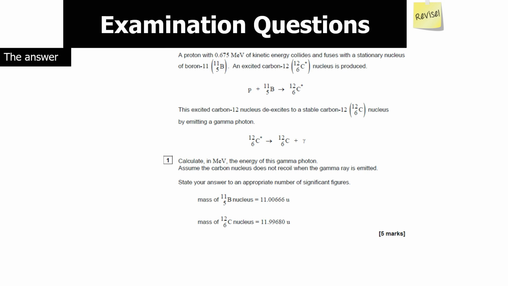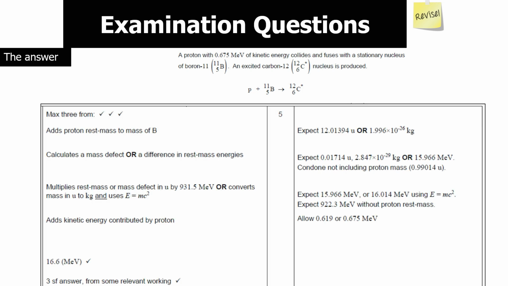Right, so how do you answer this particular question? The first thing to note is that from our equation we've got a proton and the boron, and that then turns into the carbon nucleus, or the carbon-12 nucleus. So the first thing we need to do is add the proton rest mass to the mass of the boron, and at that point we can work out our mass defect, or the difference in the masses between that and carbon-12. Then we multiply the mass defect, which we have probably in u, by 931.5 MeV.